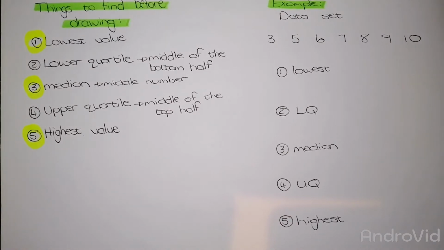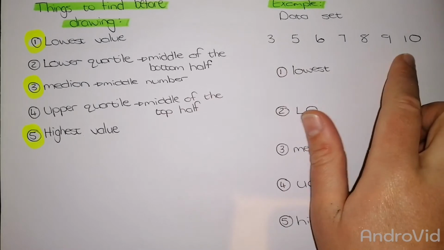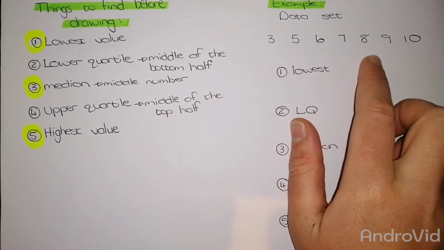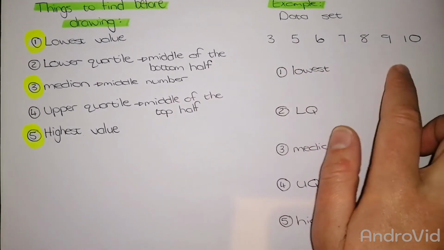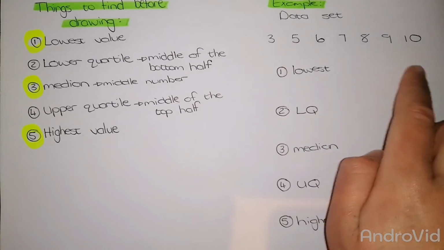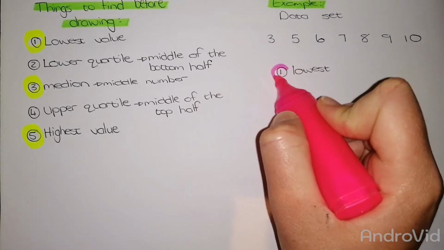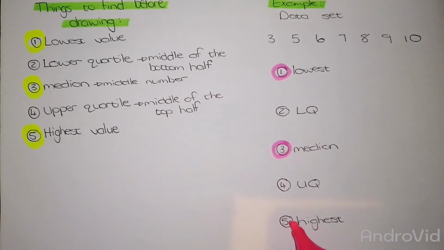The example we're going to use today is the following data set. So you will get a set of data, a set of numbers. It would not necessarily be in order from lowest to highest. If it is not in order, you need to rearrange it from lowest to highest before we start finding the values. So first of all, the 3 that are really easy to find, the lowest, the median, and the highest.